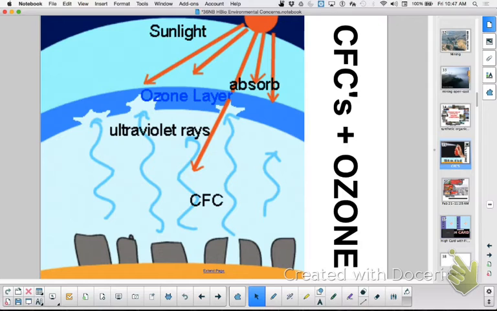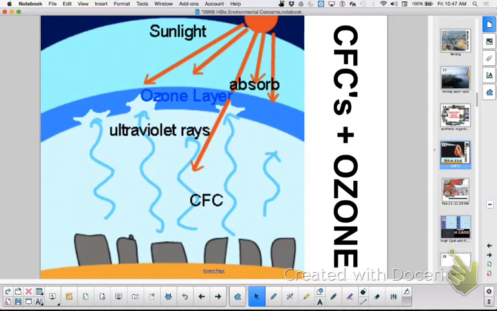It's not only bad when the ozone is destroyed, we need protection, but plants need protection as well. And those UV rays are going to destroy plants as well, so that's bad.